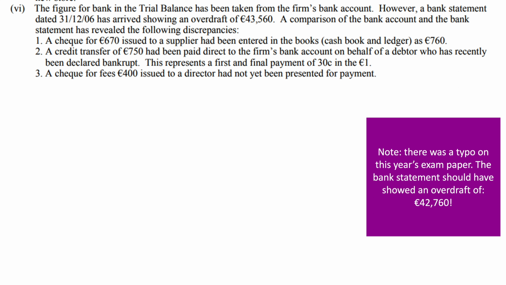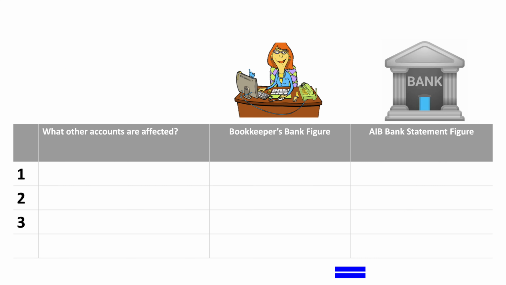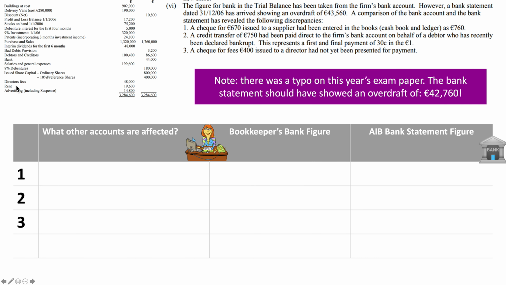Number 2, a credit transfer of 750 had been paid direct to the firm's bank account on behalf of a debtor who has recently been declared bankrupt. This represents a first and final payment of 30 cent in the €1. And number 3, a cheque for fees, €400, issued to a director had not yet been presented for payment. Okay, so that is that. So let's have a look. So the bank figure here, 44,000 on the overdraft side, so 44,000 overdraft, and then AIB bank statement figure, as you know, should have been 42,760.